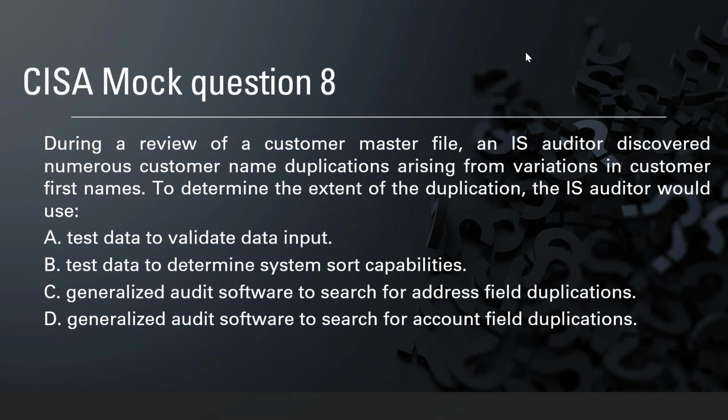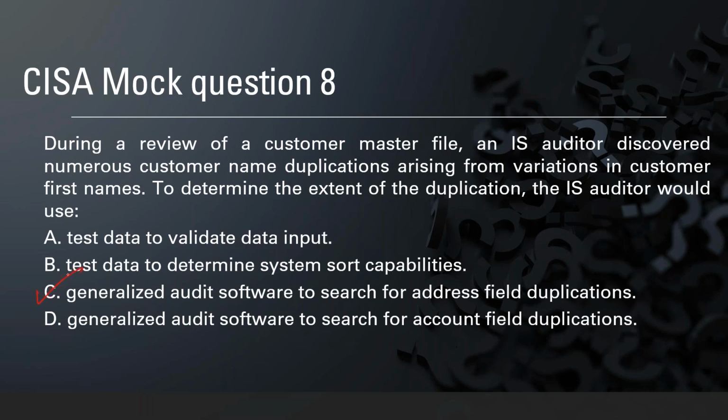Yeah. So the auditor will not use just test data. He has to use the generalized audit software. Under the generalized audit software, he has to use either account field or address field. Account field has some duplications in the first name, so it is good to go with the address field duplications to eliminate the duplications and check the master file. So C is the right answer. I guess many of them have answered it right.